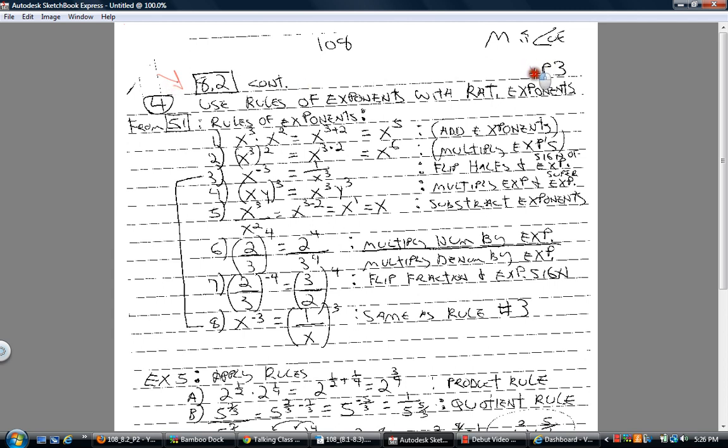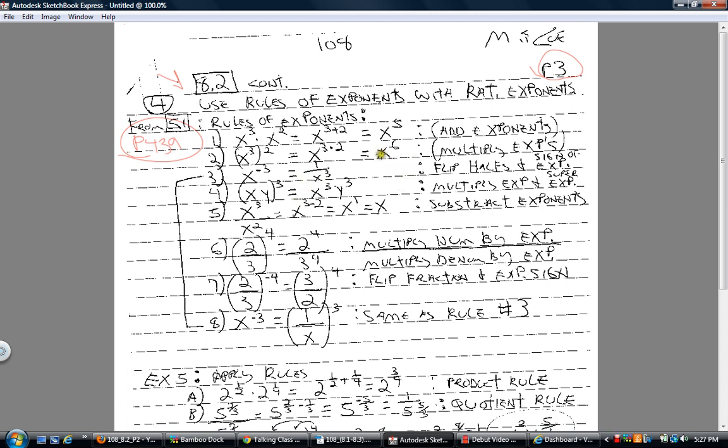We're going to wrap up page 3 here, and we're going to use rules of exponents with rational exponents. If you go back to section 5.1, you don't have to go all the way far back here. If you go to page 439, there's a summary of our exponent rules here.